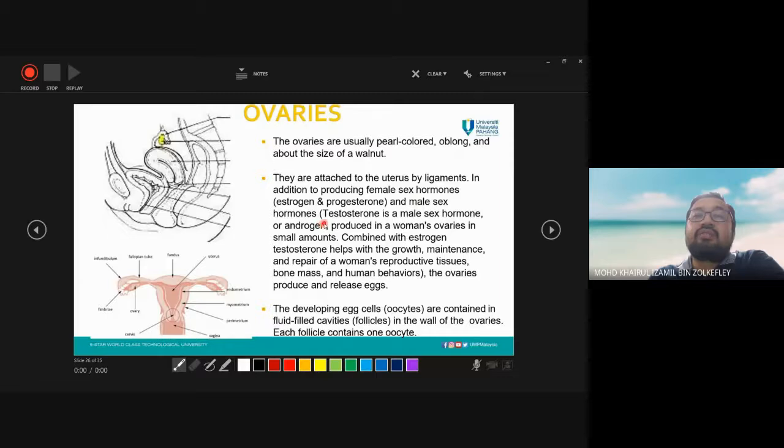And they also secrete male sex hormone, but minimal, very little, such as testosterone or androgen, produced by the ovaries in small amounts. Combined with estrogen, testosterone helps growth, maintenance, and repair of women's reproductive tissues, bone mass, and human behaviors. Right? And the ovary produces and releases eggs. The developing egg cells, we call them oocytes, are contained in fluid cavities, follicles, in the wall of the ovaries. Each follicle contains one oocyte.